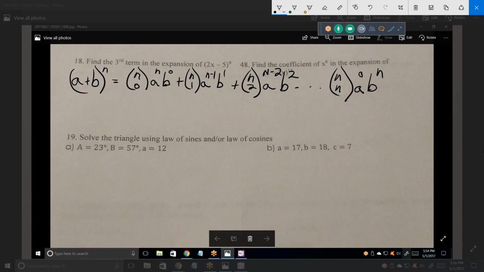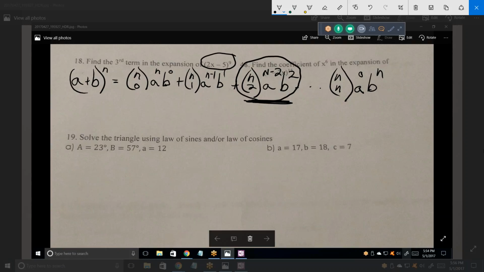Okay? So, the way I'm going to expand (2x minus 5) to the 9th is by using this. And they want the third term. That's the third term. So rather than expand it all out, let's write that term in terms of this problem.